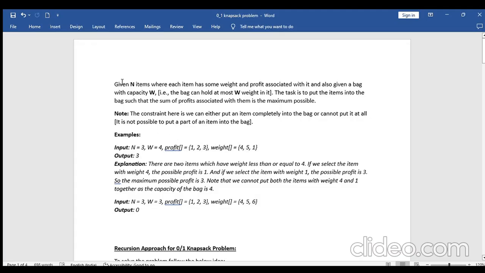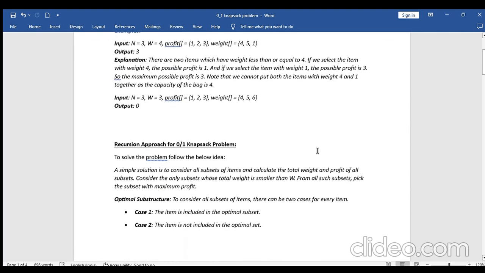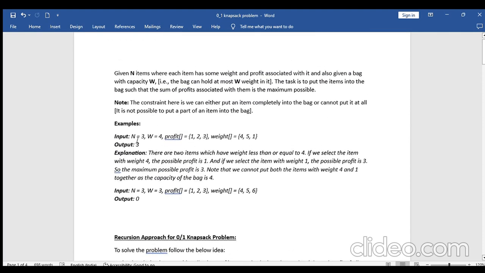So let's consider an example program. Given n items where each item has some weight and profit associated with it, with a capacity of W, the task is to put the items into the bag such that the sum of the profits associated with them is the maximum possible. Let's consider an example. N equals 3, W equals 4, profit is 1, 2, 3 and weight is 4, 5, 1. Here the output is 3.